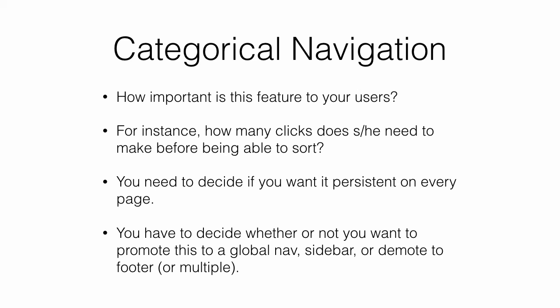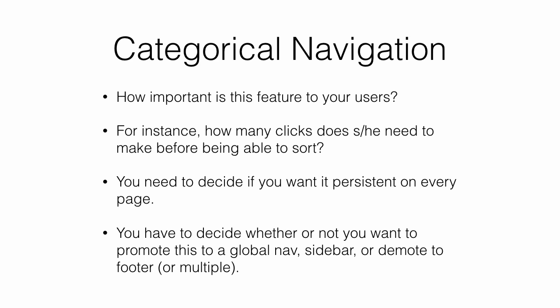So also, how many clicks is it going to take for somebody before they're able to actually get to the sort, right? That's important too. And that has to do with the depth of your nav, right? So you also need to decide if you want it to be persistent, on every page. Is that something, those sortable options, that's important that they have access to on every single page? And if so, you also need to decide, do you want to put this in the global nav, like promote it all the way up to the global navigation?